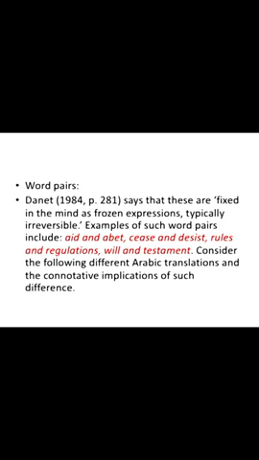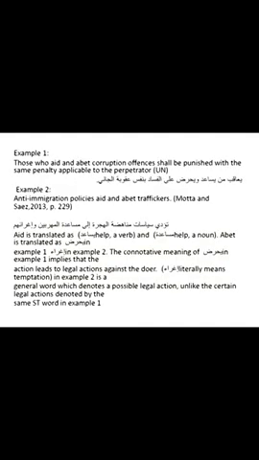Consider the following different Arabic translations and the connotative implications of such difference. فخلي نشوف هنا. We have examples like those who aid and abet corruption offenses shall be punished with the same penalty applicable to the perpetrator. يعاقب من يساعد ويحرض على الفساد بنفس عقوبة الجاني. فتلاحظون شلون aid and abet is translated into يساعد ويحرض. هذا بالexample number 1.